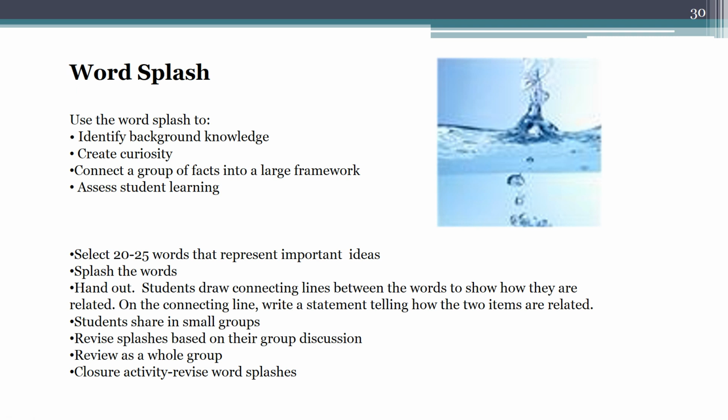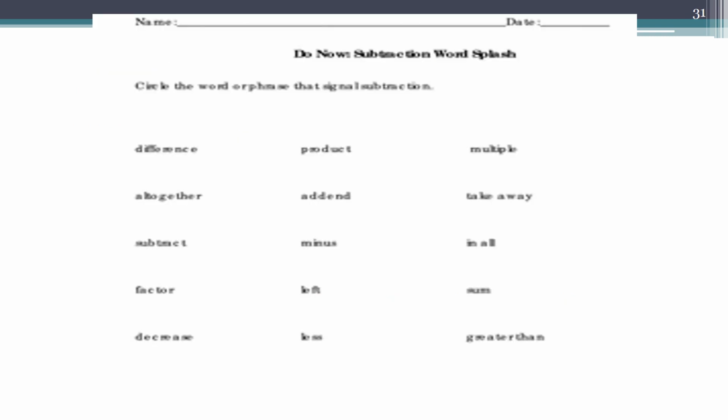So students then have to draw lines where they're connecting the words, and on the line they're writing what's the relationship. And then you review either in small groups or whole group. And so here, these are words related to subtraction. So students would be asked to draw lines connecting things that they think belong together and explain the relationship on the lines.